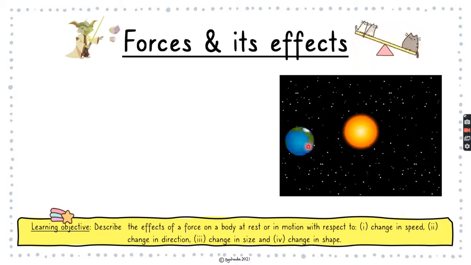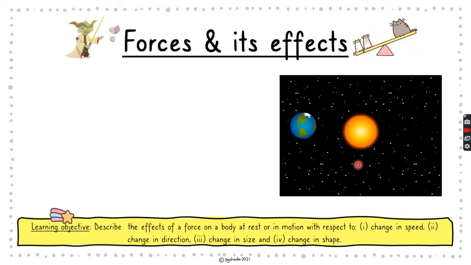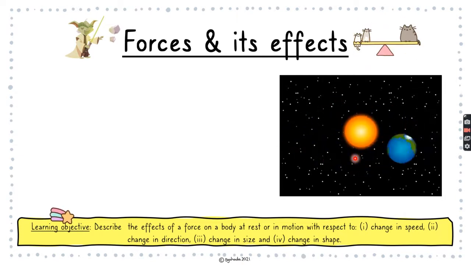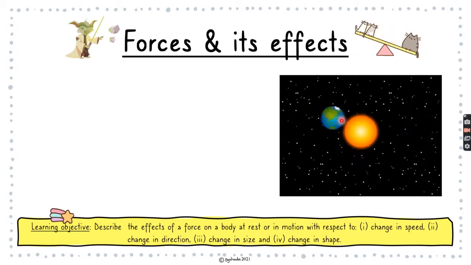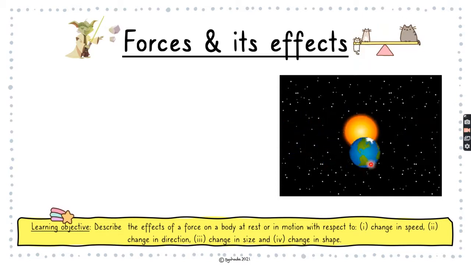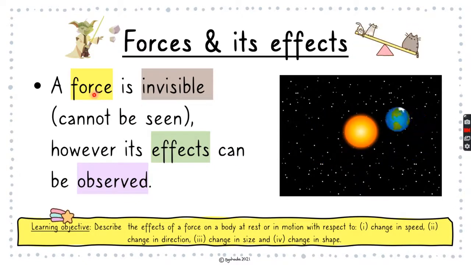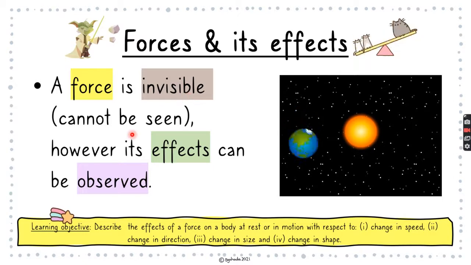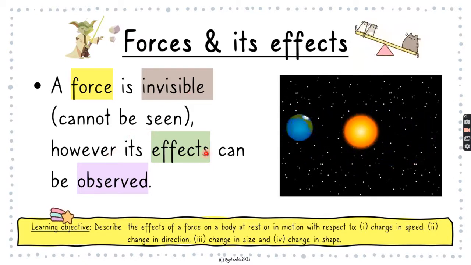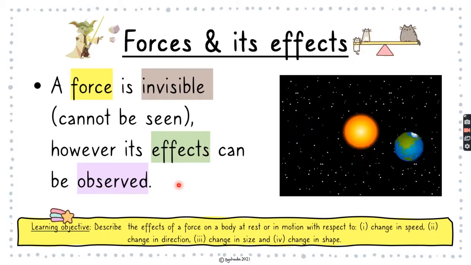And when the Earth is rotating around the sun, we can't really see the force that is pulling the 2 masses together. But it is there, and you can see the effect of it. So the force is actually invisible. You can't really see it. However, the effects of that force can be observed.